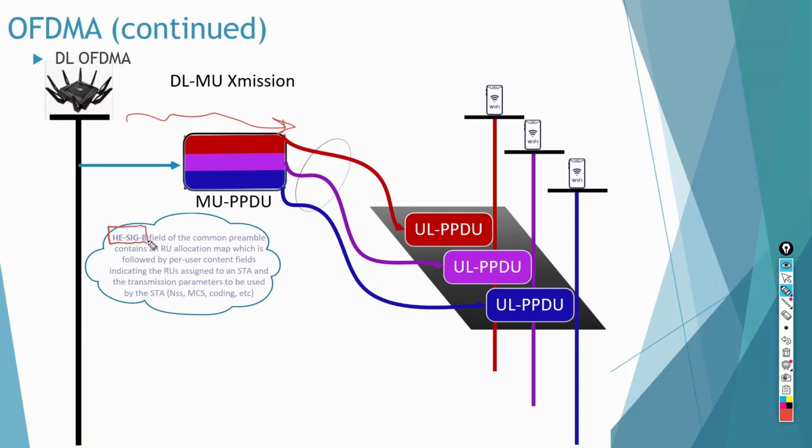I want you to remember one important thing. HE-SIG-B is mainly used in the downlink OFDMA transmission. It contains common information as well as per user information. Common is related to the whole downlink operation, whereas per user information is such as the number of spatial streams assigned to this user, let's say this one, this two, this one, and the MCS coding, etc.